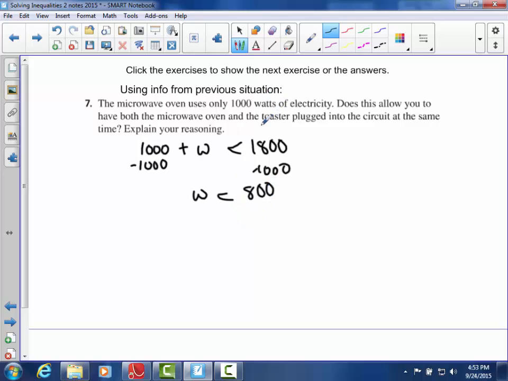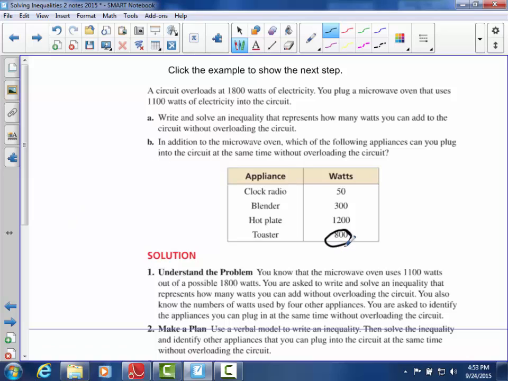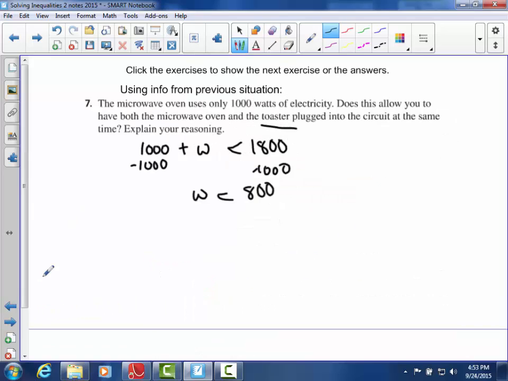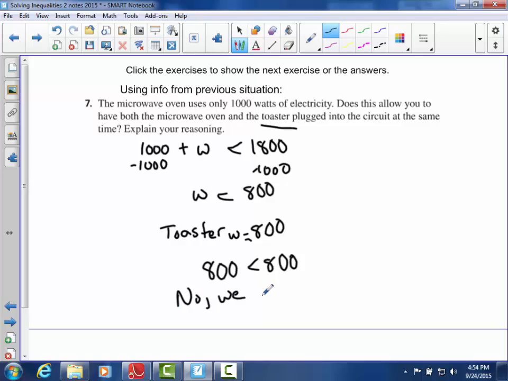Okay, so we need to find out how much did the toaster use. So we go back to our chart. The toaster oven used 800. Okay, so since the toaster oven used exactly 800, right, so W would have to equal 800. If we substitute that in, that would be saying that 800 is less than 800. Well, I think we all know that's not true, so no, we cannot plug in the toaster oven.